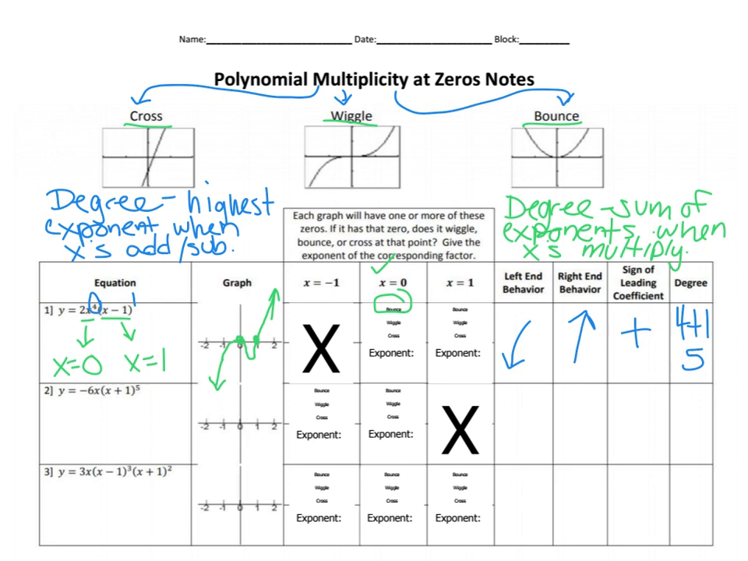At 1, we're going straight through. I know my pen looks a little wiggly there, but it does in fact go straight through. So this is a cross.